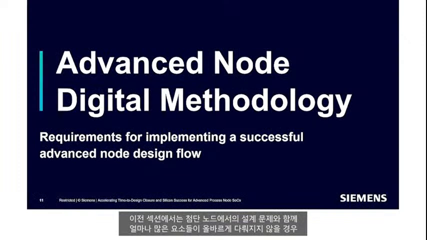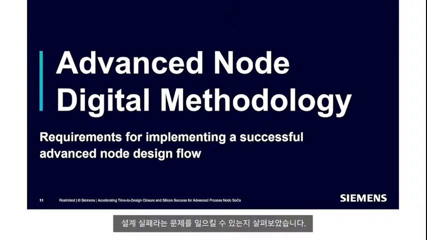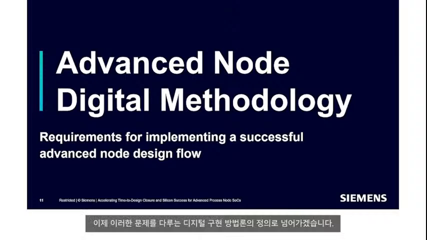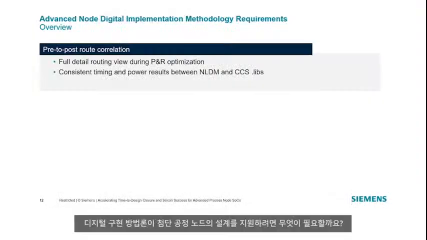In the previous section, we looked at the design challenges at advanced nodes and how the many factors may potentially introduce design breaking problems if not handled correctly. Now, let's move on to defining a digital implementation methodology that addresses these challenges. What do we need in a digital implementation methodology for it to support advanced process node designs?